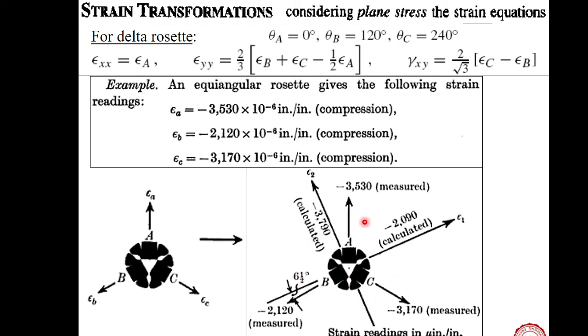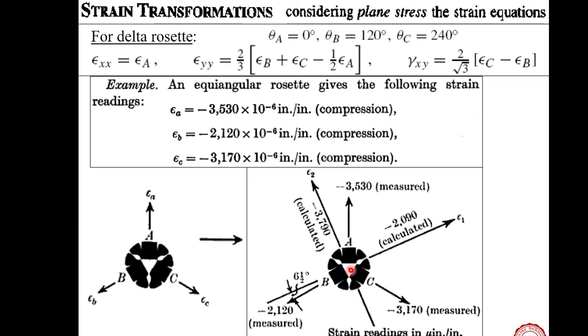The problem is given and the solution is also given. The angles, the values, these are given. You solve this and then see what happens. Strain reading. Okay, this is the principal stress. These are the principal directions. Epsilon 1, epsilon 2 are the principal directions of stresses as well as the strains.